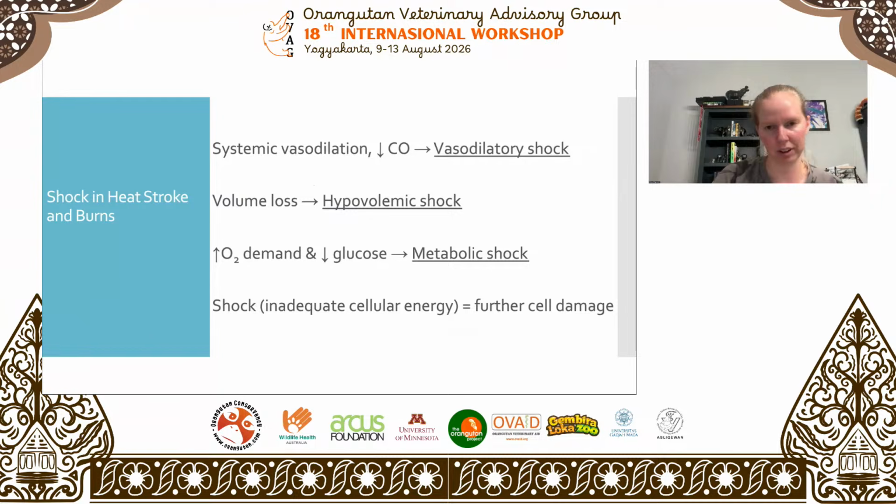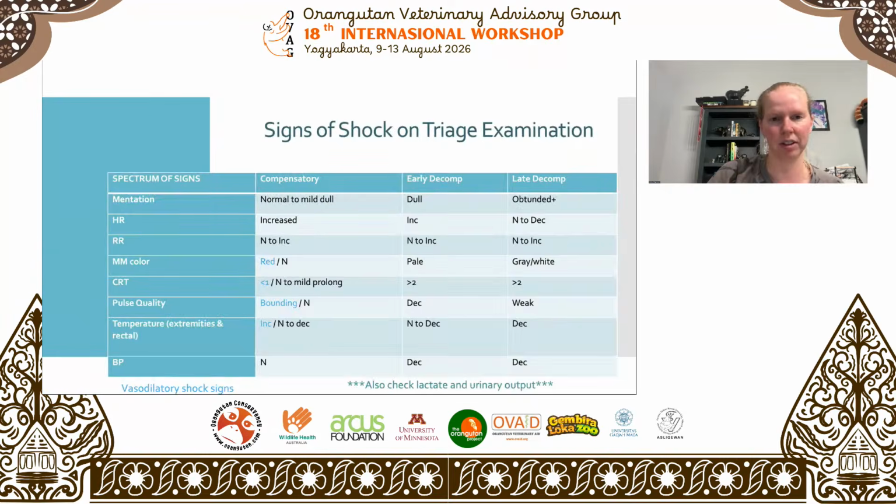Where again, if we see a typical hypovolemic shock, if they had diarrhea from their heat stroke or they lost a lot of fluid from their burns, then you'll see the more typical. And then metabolic shock, if they get cooked and they don't have any glucose and they're using a lot of oxygen, they will again look maybe like a mix between these two. So lots of things to consider.